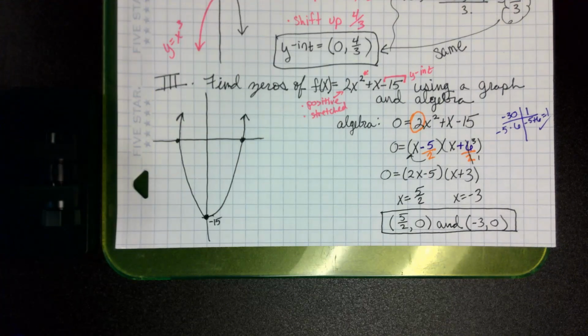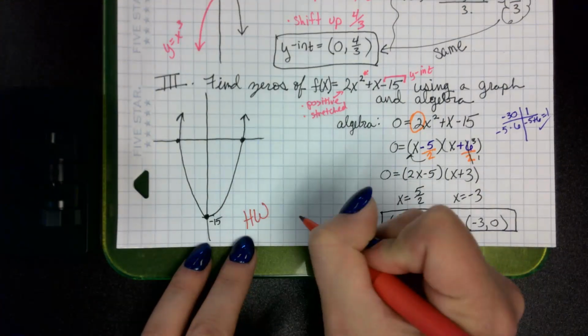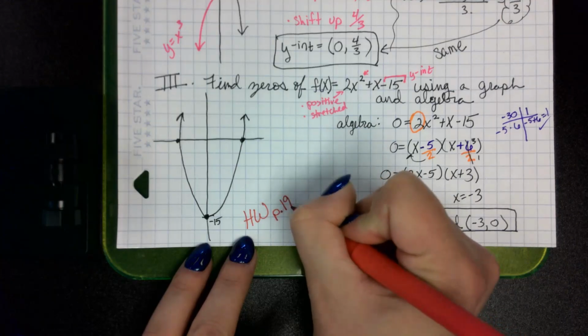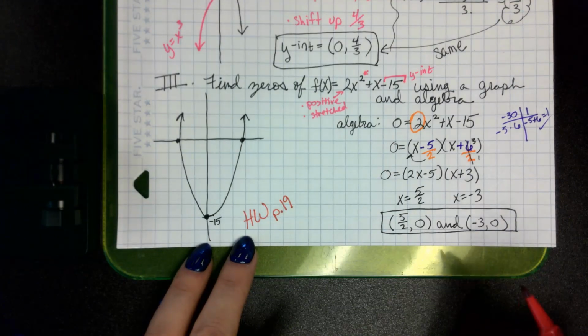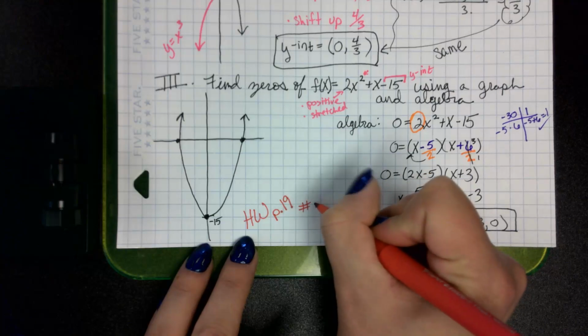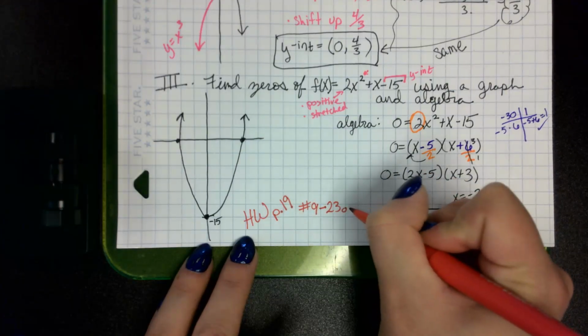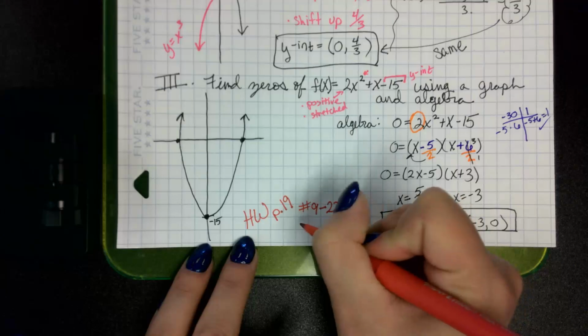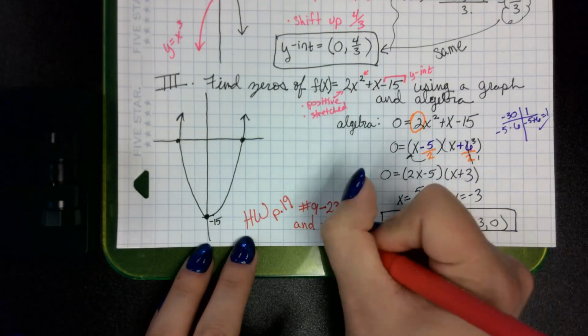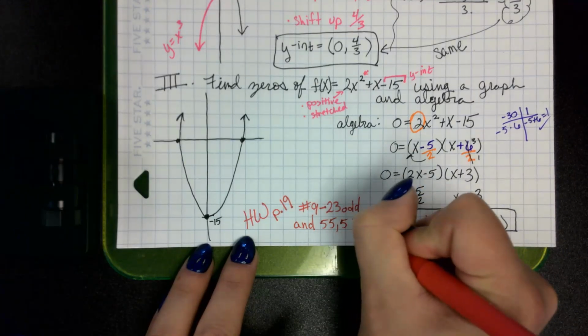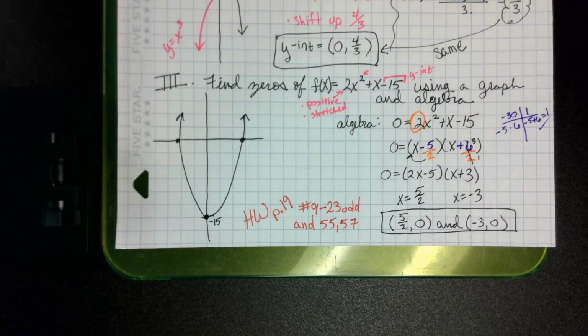So then your homework for today. Homework is in the textbook, page number 19. You're going to look at numbers 9 through 23, odds only, and 55 and 57. All right, that's your homework assignment. You can use the online textbook. If you're in class, you can use a physical textbook. I have them over there on the side. And outside my door, there's a QR code to request a textbook to take home and bring back at the end of the year.